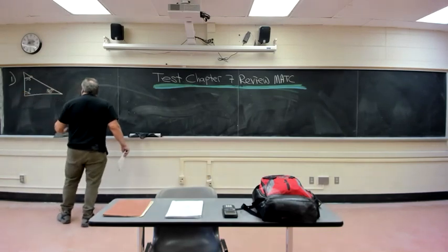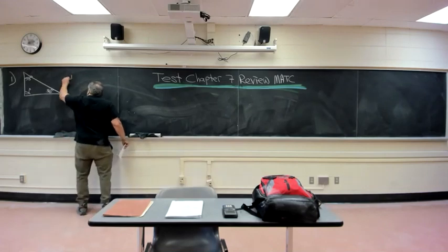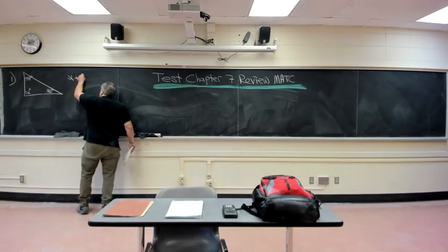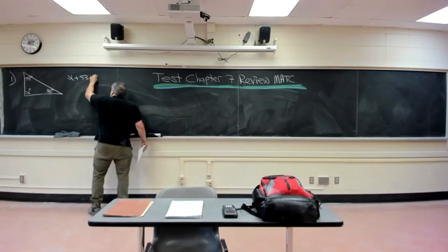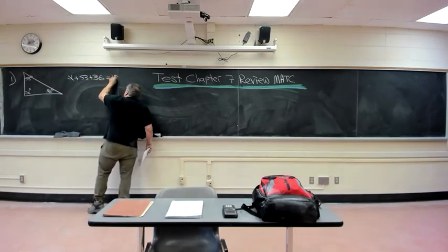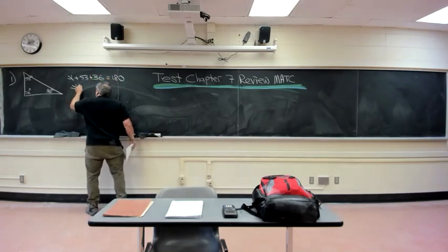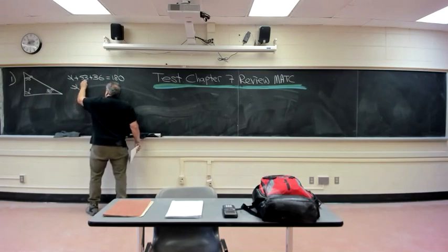Well, we do know that they all add up to 180. X plus 53 plus 36 adds up to 180. X is x. 53 and 36 is 89.